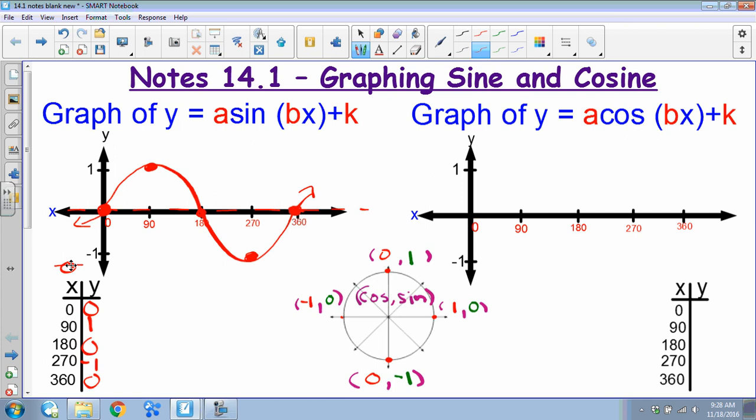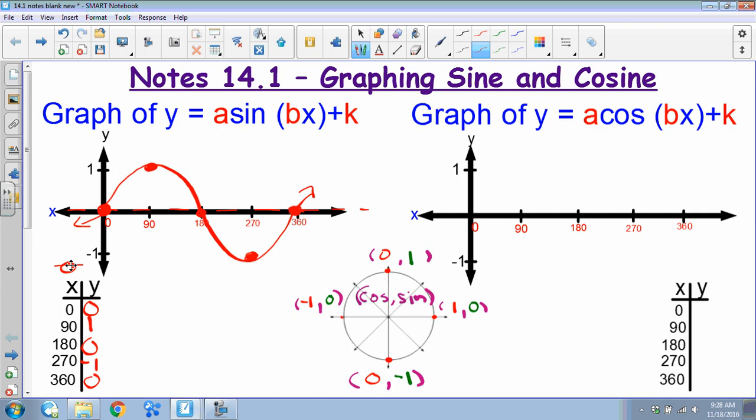We call that the midline, because it's in the middle. Okay? The only time that midline changes is when? How would this midline change? When what? When K changes. Very good. If it gets shifted up, that midline gets shifted up.